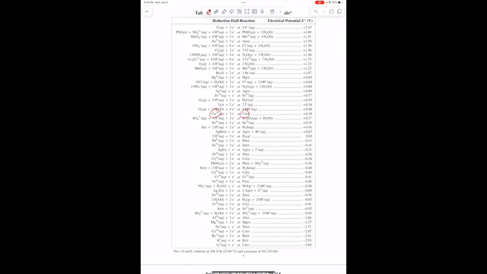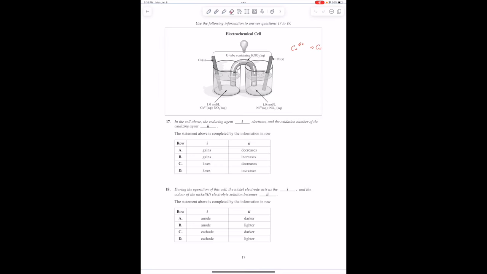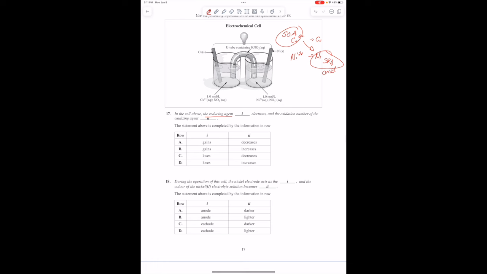So here's my copper 2 and nickel 2. So Cu2 is going to react with nickel. This is the strongest oxidizing agent. This is the strongest reducing agent. Oxidizing agents are reduced. Reducing agents are oxidized. Okay. So copper 2 is reacting with nickel. OA. So that one is reacting with that one. So the reducing agent gets oxidized. Okay. So in the cell, the reducing agent gets oxidized, so loses electrons.